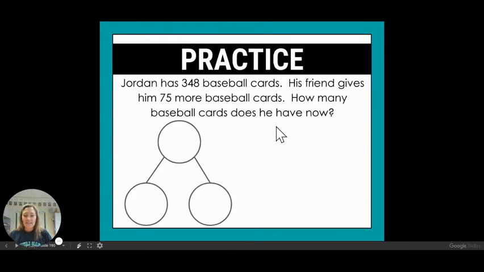All right, let's do another example. And this one, we are going to use a number bond. Because if you notice, just looking at my problem, I can see some numbers up into the hundreds, and I don't want to draw that many.